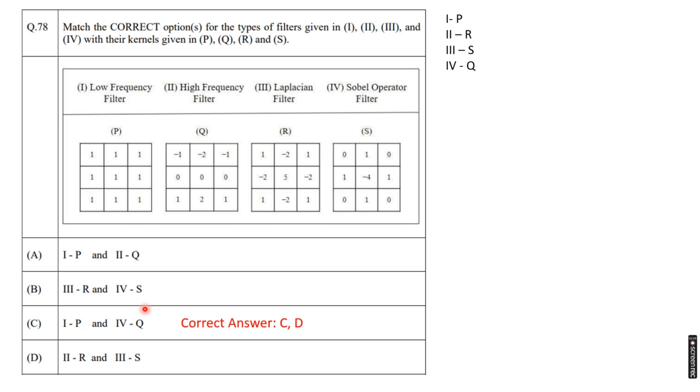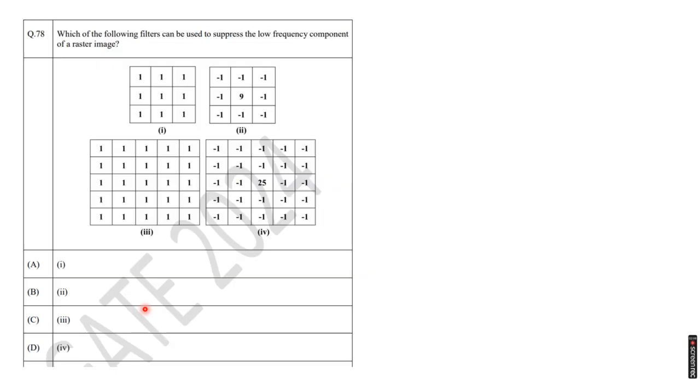Any doubt in this question? No. So now it is given: which of the following filters can be used to suppress the low frequency component of a raster image.